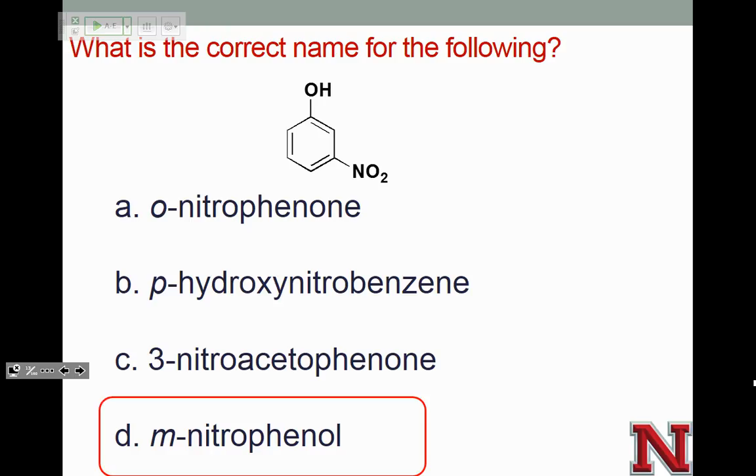So if we look at this one, m-nitrophenol is the best way to name this one. Not phenone. So our parent could be our phenol. So that'll be our number 1. Or we can say ortho, meta, and para. 3-nitrophenol would also be acceptable, though it's not given as one of the listed ones. But that would also be acceptable.